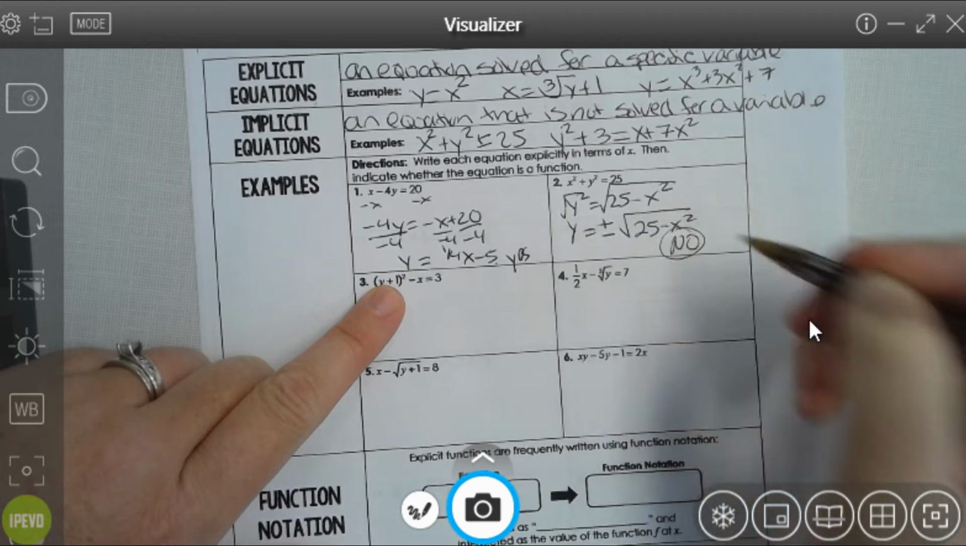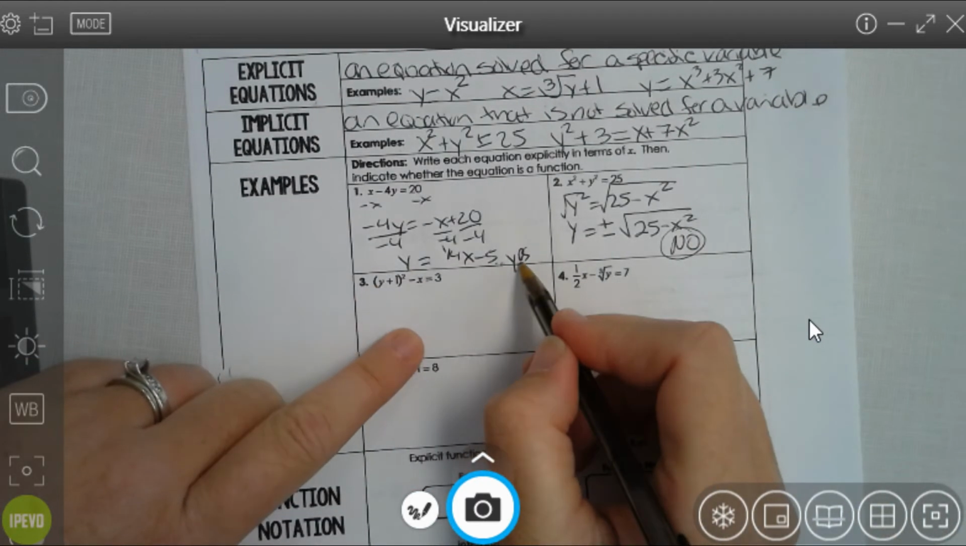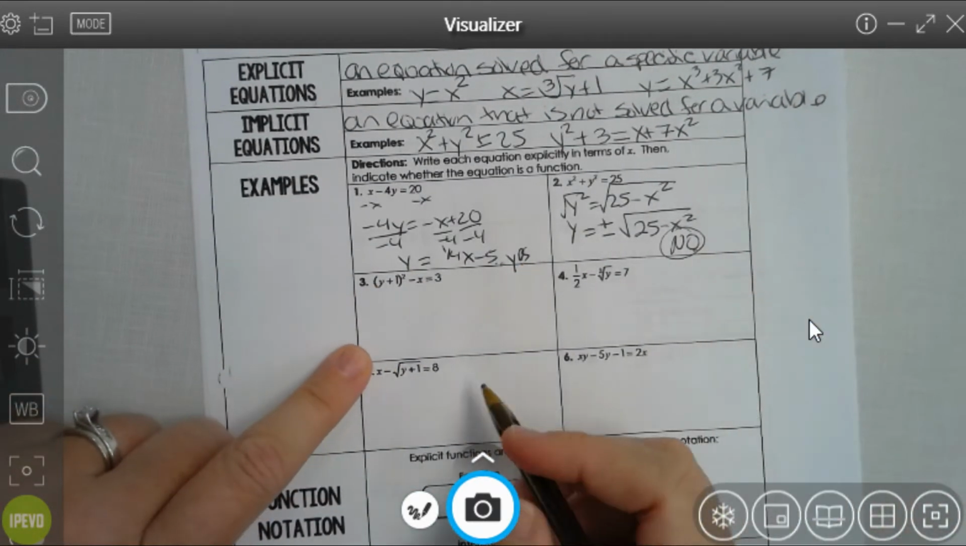So right here, y equals 2 equations. That's how you know it's not a function. If y equals 1 equation, it is. If it equals 2 equations, not a function.